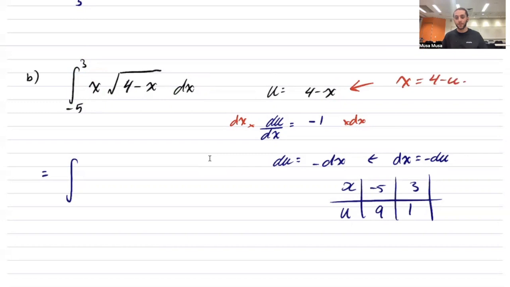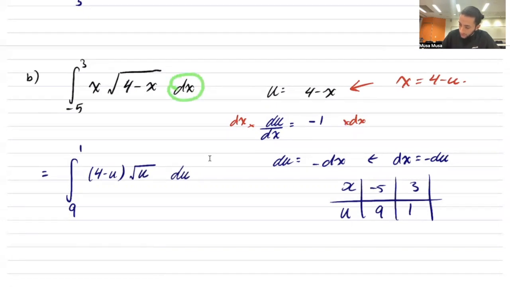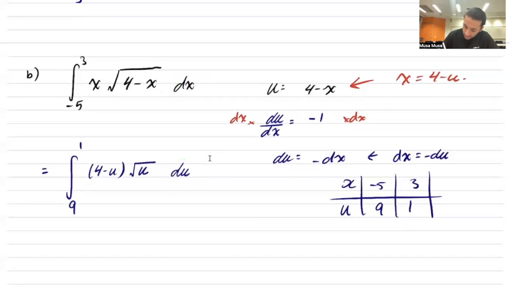Okay? Perfect. So now our integral goes from 9 to 1. X is going to get replaced with 4 minus u. And then that's going to get replaced with u being square rooted. And then the dx is getting replaced with negative du. So I'm just going to put the du here and then put a negative, I guess, at the front.